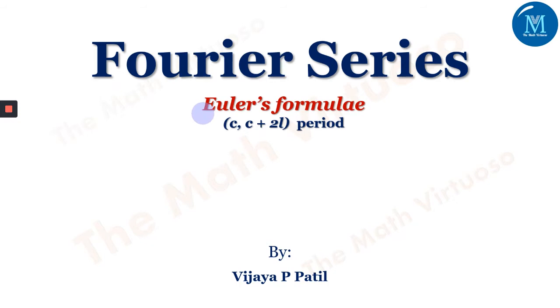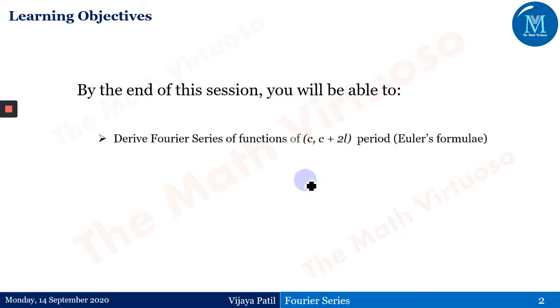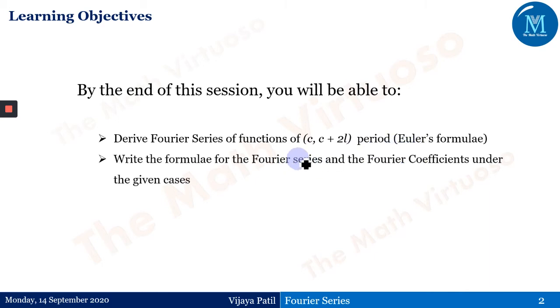This is the Euler's theorem, or Euler's formula, we'll be discussing today, on the interval c to c plus 2l. We'll discuss this in general, and you can apply this type of formulae for any other intervals. By the end of the session, you'll be able to derive the Fourier series of functions of period c to c plus 2l, which is known as the Euler's formulae, and write the formulae for the Fourier series and the Fourier coefficients under the given cases.